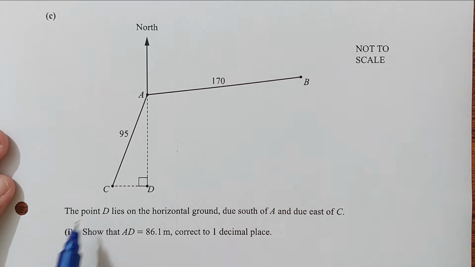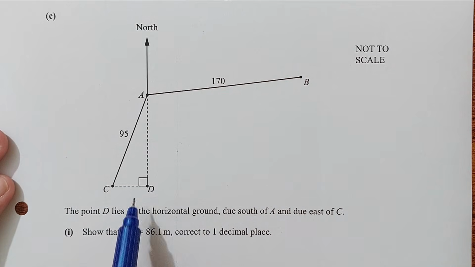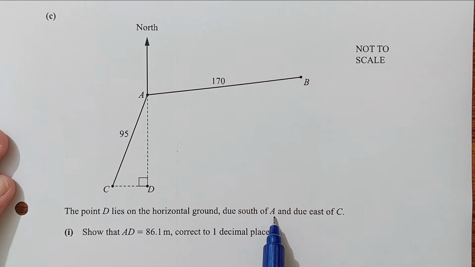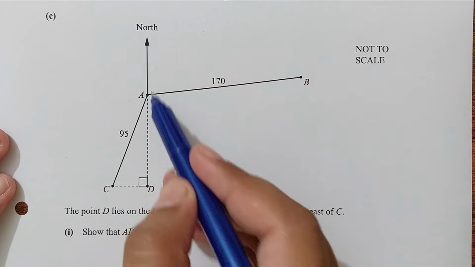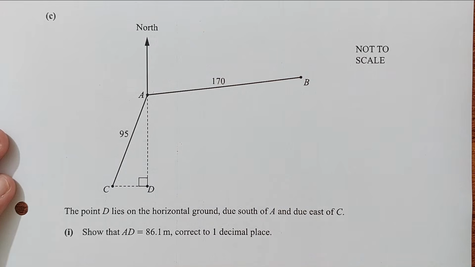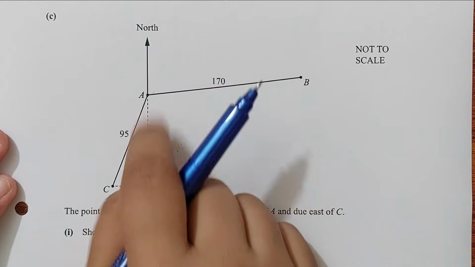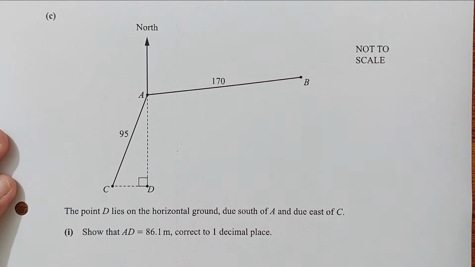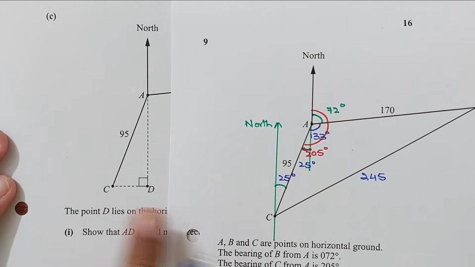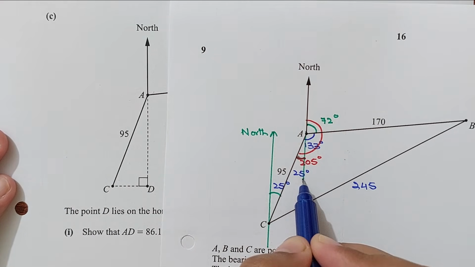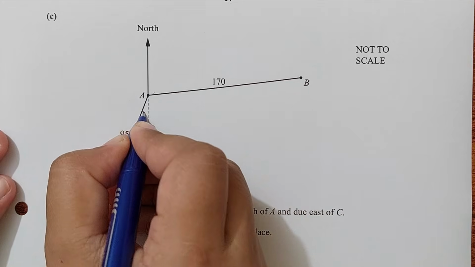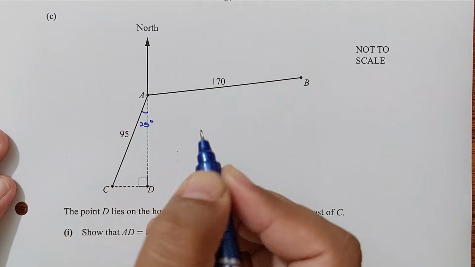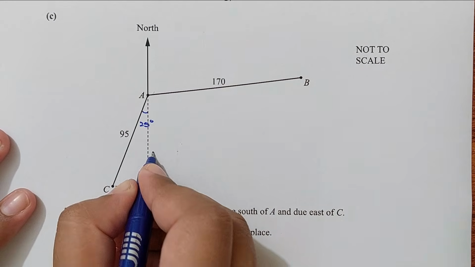Now for part C. The point D lies on the horizontal ground. D is the point on horizontal ground due south of A and due east of C. Number 1, show that AD is 86.1 meters, correct to 1 decimal place. AD we have to solve, right? So if I compare this with the diagram, here is a point D. If I extend D and C, this angle is 25 that we already got. So this angle is 25 degrees. We have to find AD, this side X.